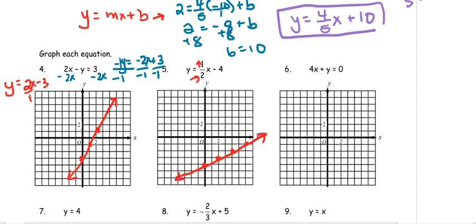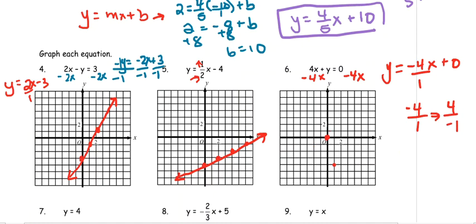This one is not in slope-intercept form, we need the y by itself, so subtract 4x. So y equals 0 plus 0 minus 4x, or just negative 4x. And remember that the y-intercept is 0 from there, so it's going to start at the origin. Negative 4 over 1, so you're going down 4 to the right 1, which doesn't work there, so you can just switch this to 4 over negative 1, so you can go up 4 to the left 1 to get more points. And that is your line.